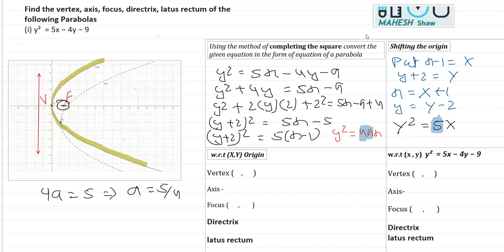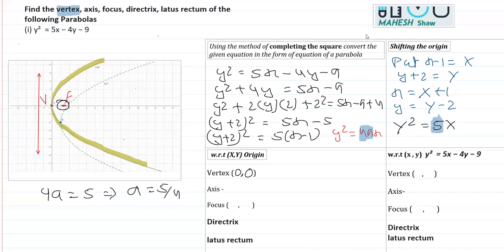The first thing that we have to get here is the vertex. So first we will obtain the vertex with respect to the origin, that means with respect to capital X, capital Y. And then we will obtain the vertex by shifting the origin to a new location, that is with respect to small x and small y, represented by this parabola. So here we see that the vertex is 0, 0, that is capital X, capital Y is 0, 0. So we can say that the vertex here in this case is 0, 0.